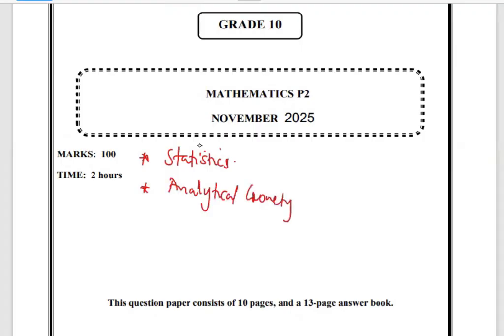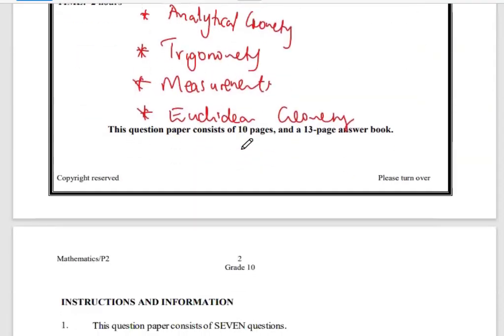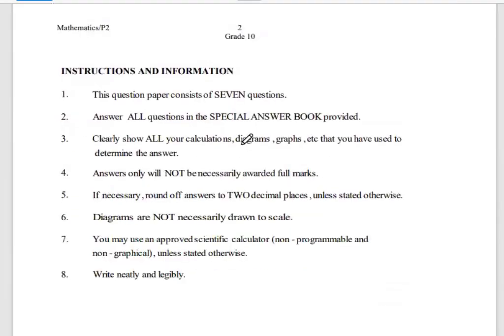And then from analytical geometry, we have what we call trigonometry. And from trigonometry, we normally infuse the measurements within this paper. And then lastly, we have what we call Euclidean geometry. So let's just dive into this paper and use it for our preparation. For the instructions, we have 7 questions, and we need to answer all of them.